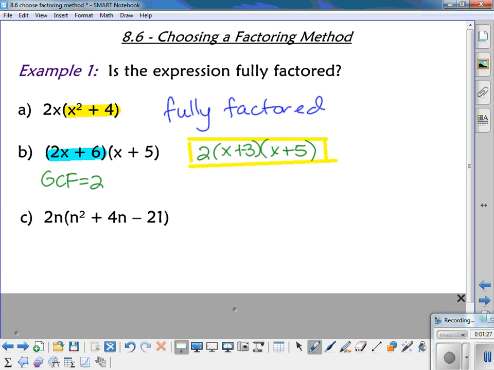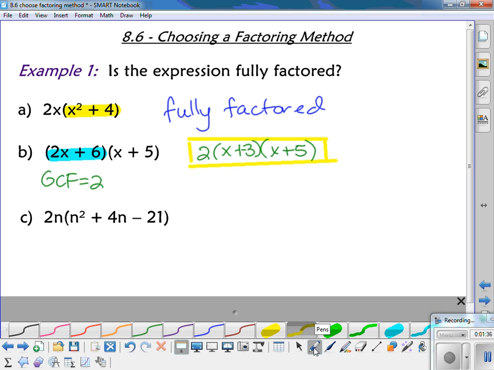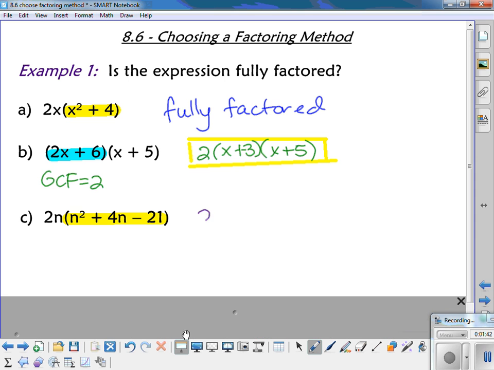All right, and then here I've got 2n times n squared plus 4n minus 21. Well, what I need to figure out is, can I factor that trinomial that's inside of it there? Is this factorable? So that would be the next thing I would check. So if I want to get n squared, what times what gives me n squared? Just n times n, right? Okay, and how can I get a negative 21? What times what equals 21?